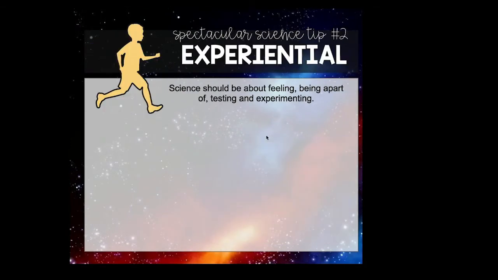The second way that you are going to get a spectacular science program is to use experiences for your students and to use experiments. Now, these again are going to be a little bit different, and we have to approach them a little bit differently in COVID type classrooms. However, science should be about feeling, being a part of, testing, and experimenting.